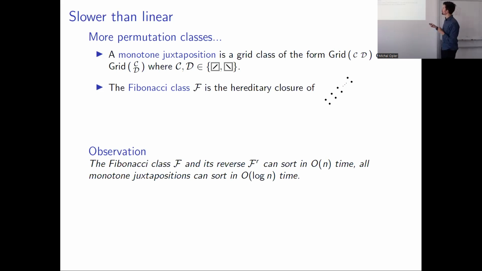And for these monotone juxtapositions, it's kind of similar to that argument with the bucket sort. You just have to account for different things, but they can all sort in logarithmic time, so they're really fast. And what this means is that as long as your class contains a monotone juxtaposition or the Fibonacci class, or its reverse, then you can already sort in linear time. So all the classes that cannot sort in superlinear time cannot contain any of these.